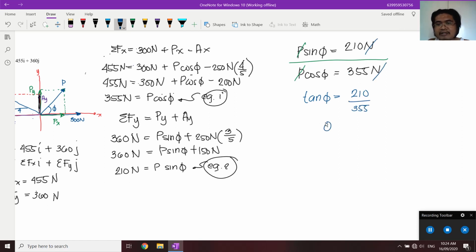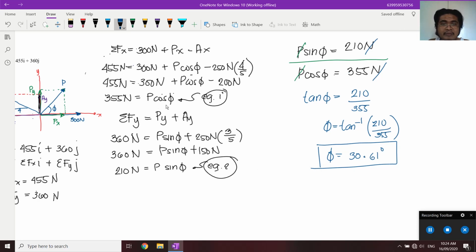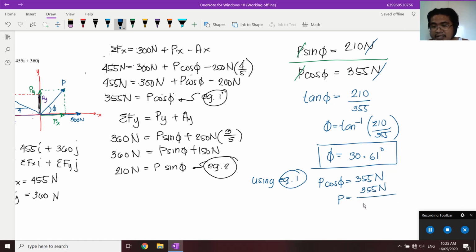Cancelin natin ang unit. Then, phi is equal to arctan nung 210 over 355. Para diretso pindot sa calculator, walang tapon. So, phi is equal to arctan, yun is 30.61 degrees. So, yun yung ating phi. Then, how can I solve for the value of P? Pwedeng gumamit ng equation number 1 or ng equation number 2. Dapat parehas ang sagot. So, using equation number 1 na lang po. So, P cosine phi is equal to 355 newtons. Solving for P, that is 355 newtons divided by cosine phi.